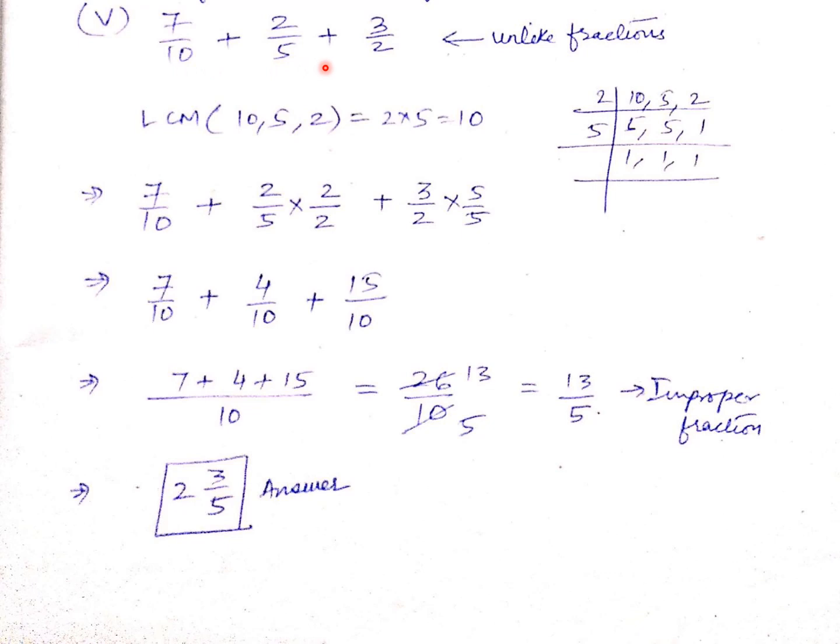We will try to make them like fractions by taking the LCM of 10, 5 and 2. Let's take 10, 5, 2. 2 5s are 10. It can't divide 5, so 5 will come as it is.